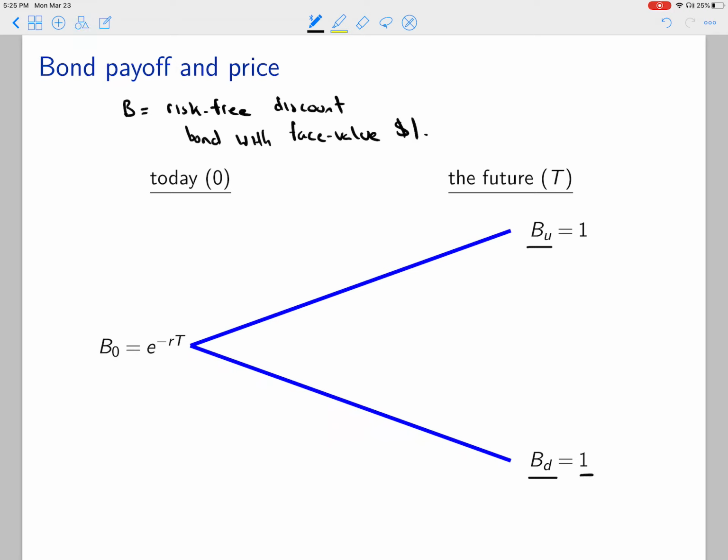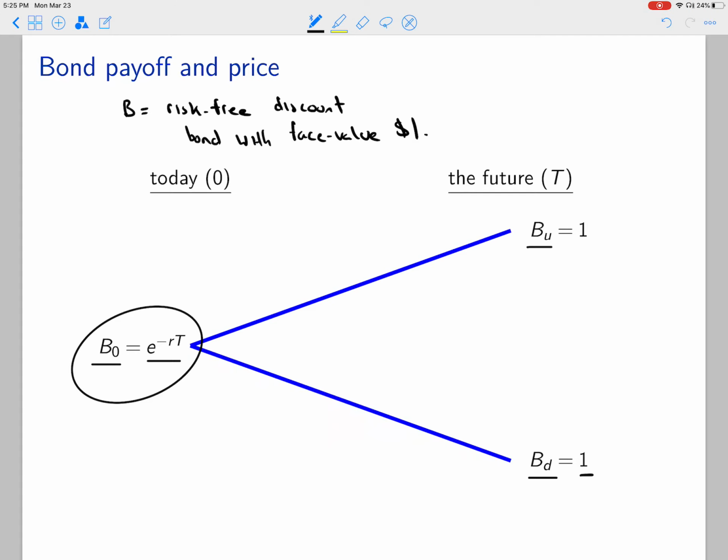The bond is going to be risk-free. The feature of a risk-free asset is that its payoff does not depend on the state of the world. You know for sure what the cash flow is going to be tomorrow. This bond pays off 1 in both states of the world. So the price of this bond is just the $1 discounted at the risk-free rate. The bond's price today, if you want to purchase one of these discount bonds, is denoted B0. It's equal to e to the negative RT, where R is the risk-free rate that we're given, and T is the maturity.